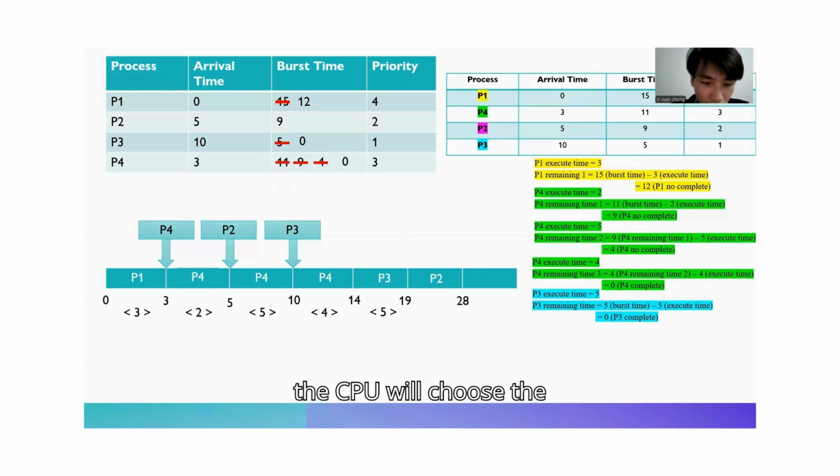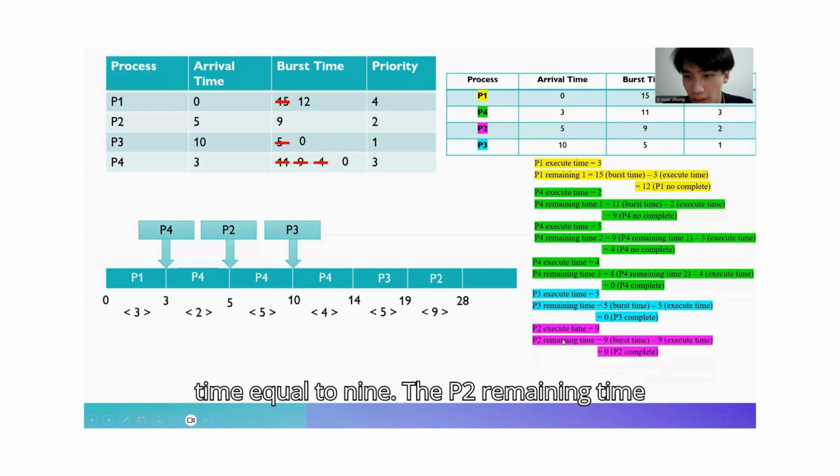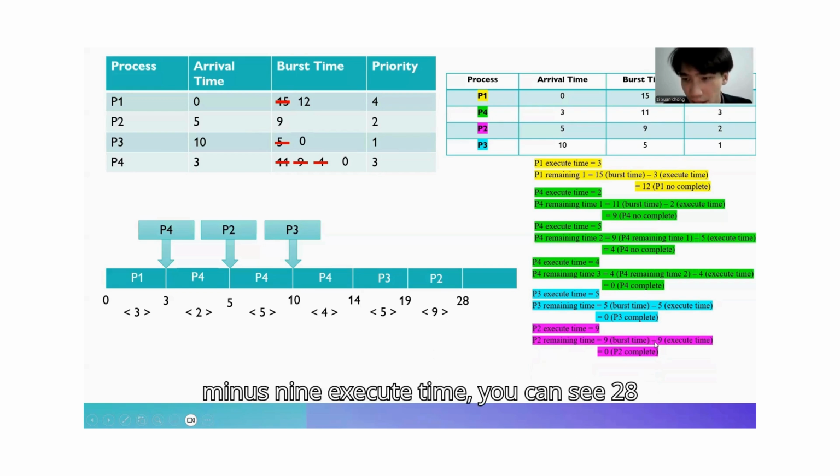Then the CPU will choose the P2 to continue execute because the P2 has 9 units of time remaining, which is shorter than 12. So the CPU will continue P2. You can see the calculation. P2 execute time equal to 9. The P2 remaining time equal to 9. 9 is the burst time minus 9 execute time.